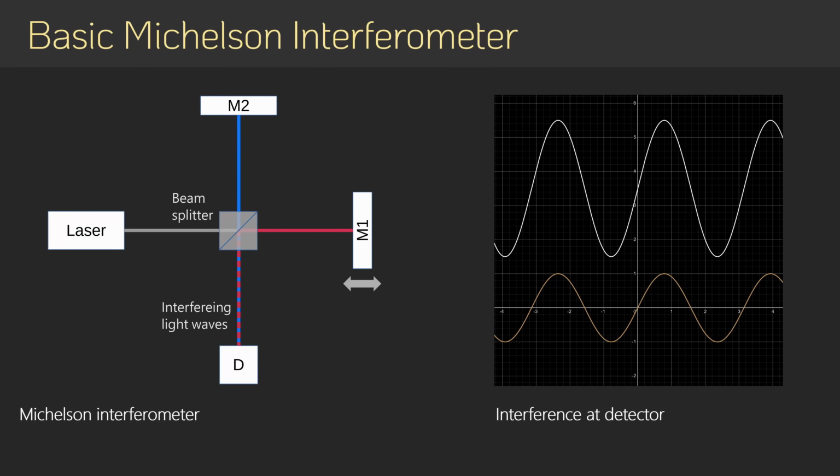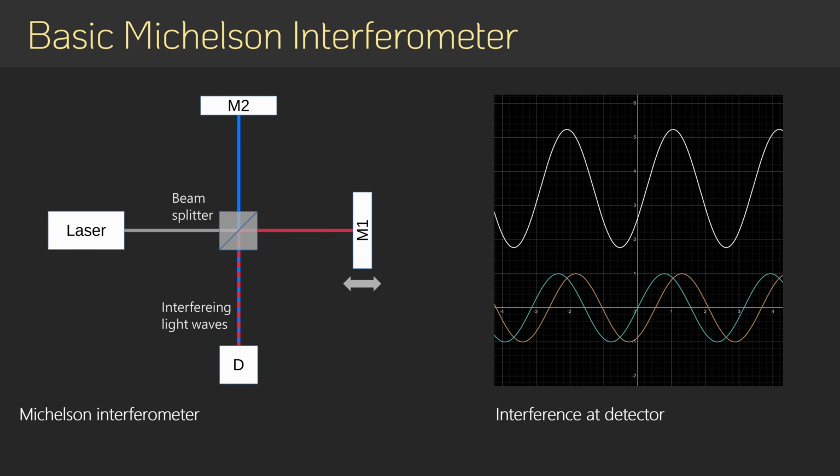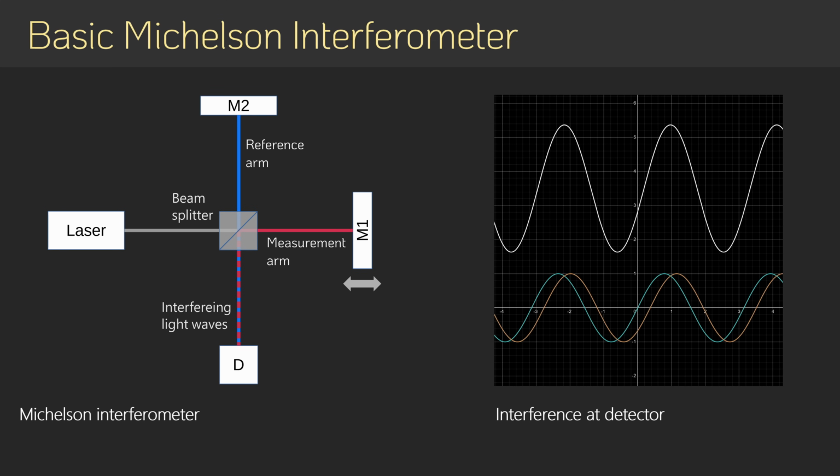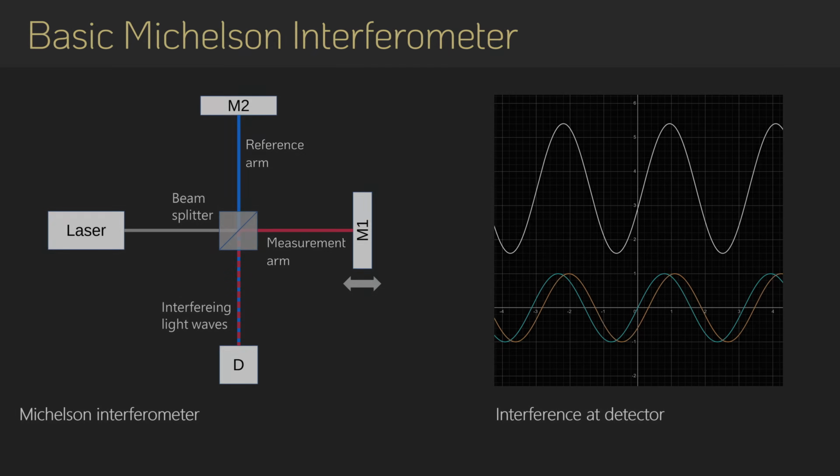The basic principle of such interferometers is to split a light wave into two beams. The reference beam travels a fixed distance along the reference arm, while the other beam travels along the measurement arm. The two beams are then recombined, and their interference converts the phase information into an amplitude signal. The variation in brightness can then be measured using a photodiode.